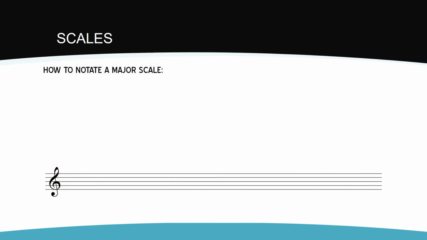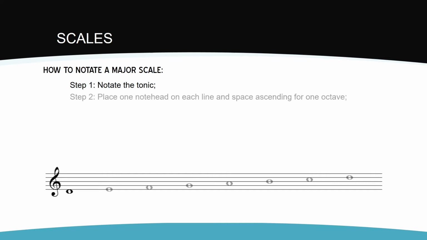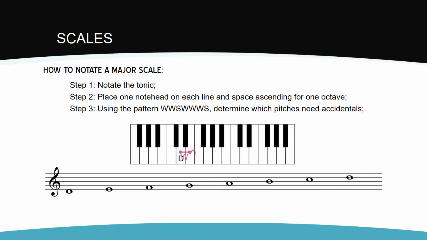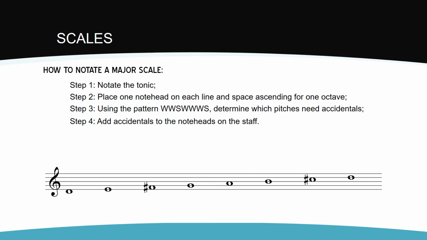Returning to our discussion of the major scale, let's create a step-by-step method for how to construct the major scale on the staff. Step 1. Notate the tonic of the scale. Step 2. Since the major scale consists of 7 different pitches, go ahead and place a note head on each line and space, beginning at the tonic, until you get to the next octave higher. Step 3. Using a piano keyboard, either real or visualized, use the pattern of whole tones and semitones to determine which pitches need accidentals. Step 4. Add accidentals to the note heads on the staff.